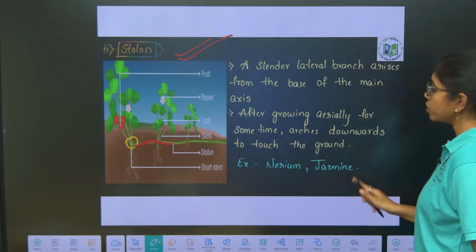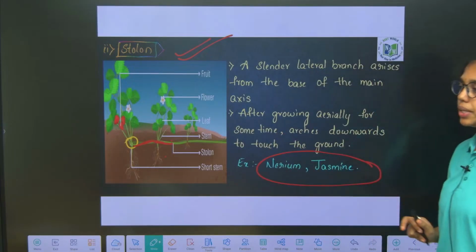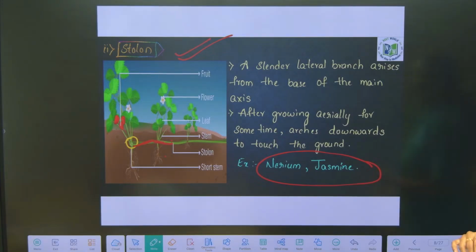Okay. So, examples of stolon include nerium and jasmine.